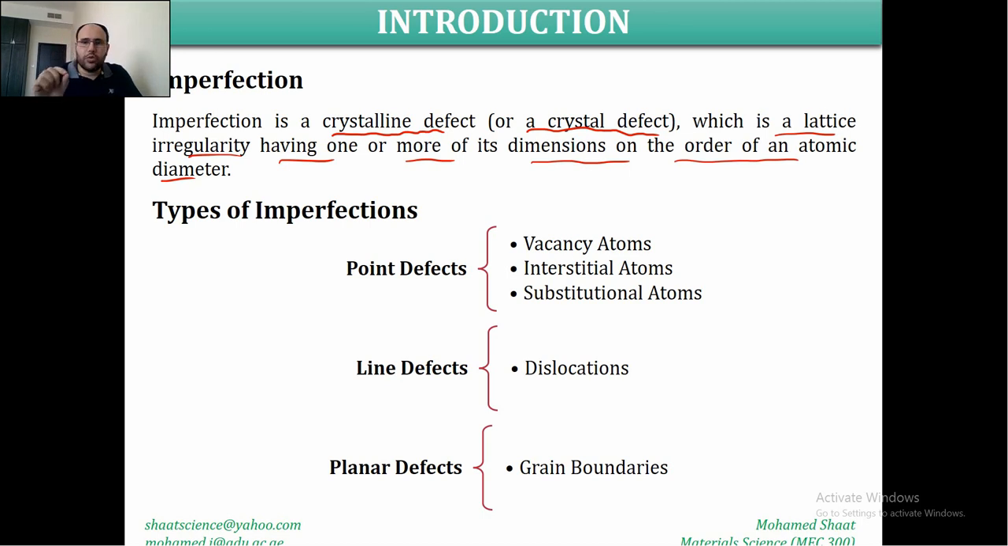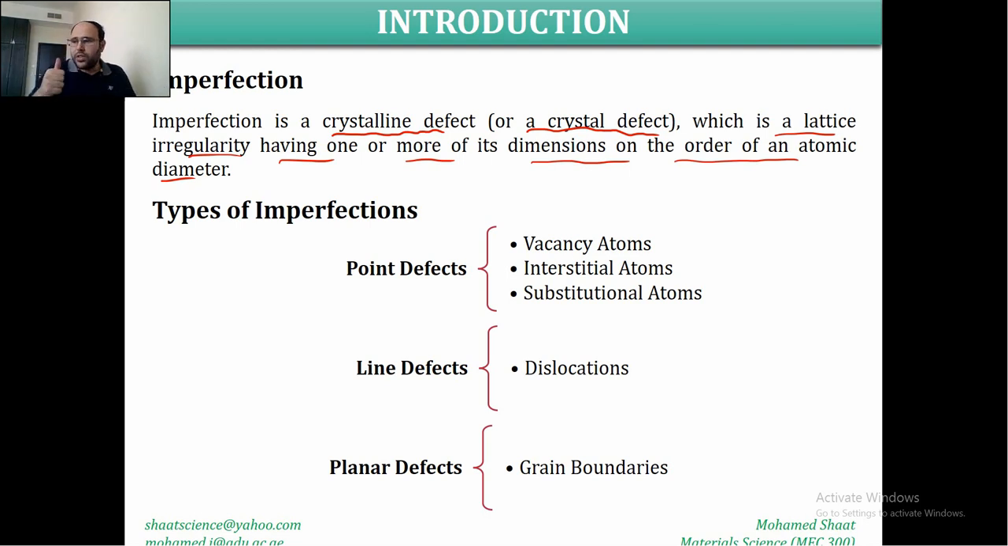This imperfection could be related to a lattice irregularity having one or more of its dimensions on the order of an atomic diameter. So what does it mean? It means that, for example, in the FCC crystal structure, I could remove only one atom. So this irregularity is atomic. What does atomic mean? It is related to one atom, so it has an order of one atomic diameter. Or you could remove, for example, 10 atoms, so it will have the order of 10 atomic diameters, and so on.